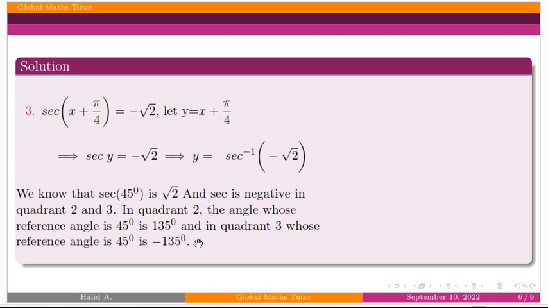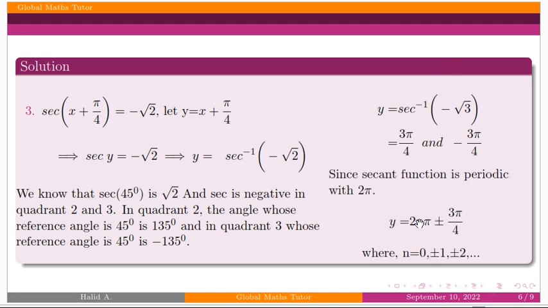Then, changing these values to radians, 135 degrees means 3 pi over 4 and minus 135 degrees means minus 3 pi over 4. So a general solution for this equation is y equal to 2n pi, since they are the same number but different sign, plus or minus 3 pi over 4, where n is 0, plus or minus 1, plus or minus 2, and so on.